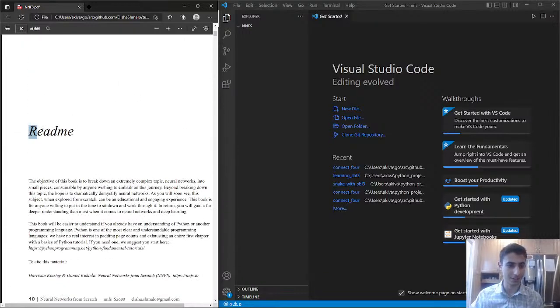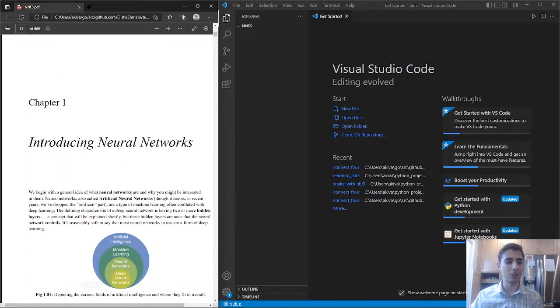This is my favorite feature of the book, the README. I think that's awesome. Okay, chapter 1, introducing neural networks.